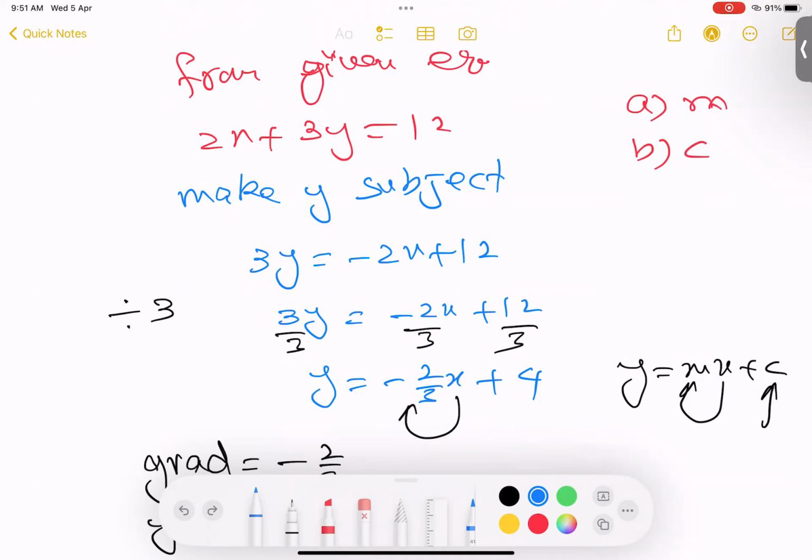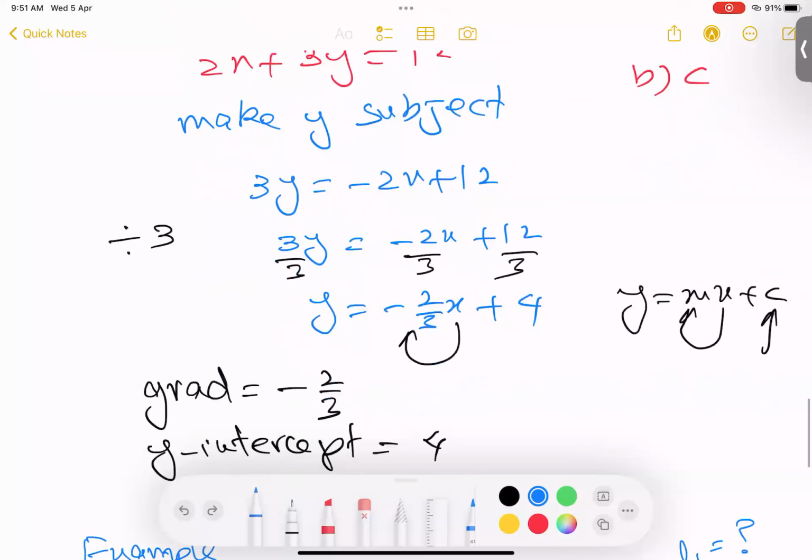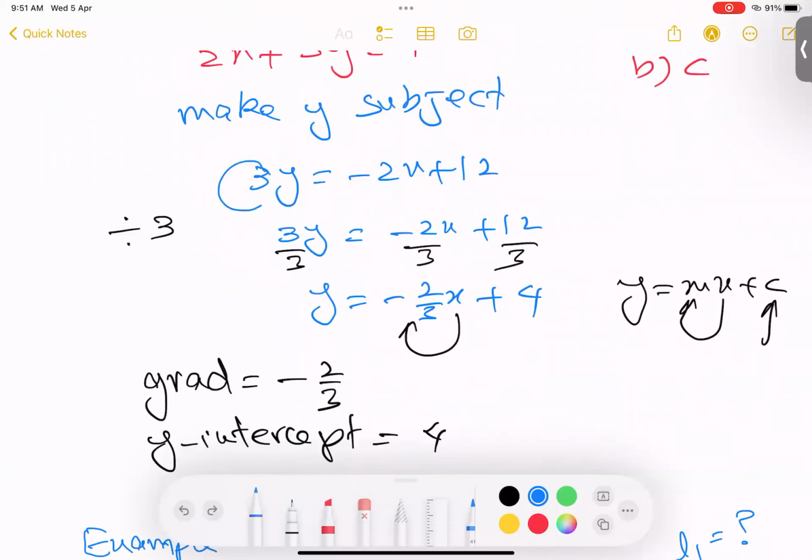Must be y subject, not x subject. Why? How do we make it y subject, sir? You can ask me. Copy 3y as it is. Bring this 2x to the right hand side. It will become negative 2x.